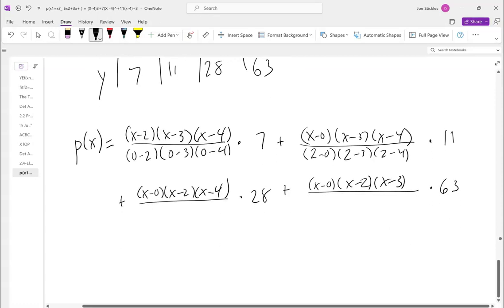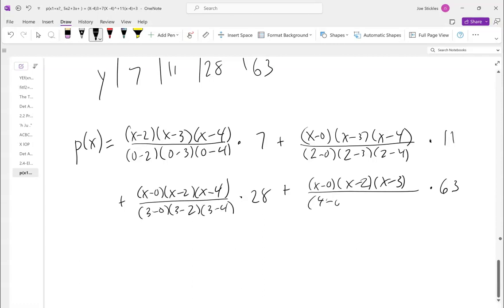This one will be 3 minus 0, 3 minus 2, 3 minus 4. Good. And the last one? 4 minus 0, 4 minus 2, and 4 minus 3. Fantastic. Yeah, that's exactly right. Then, of course, we could simplify it, but that's it. That's how you do that. Okay.